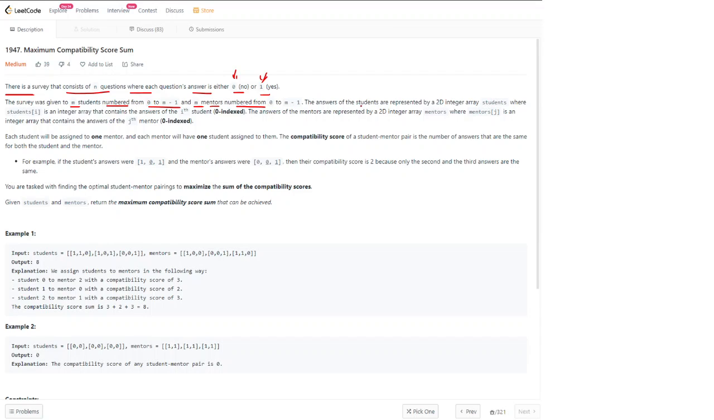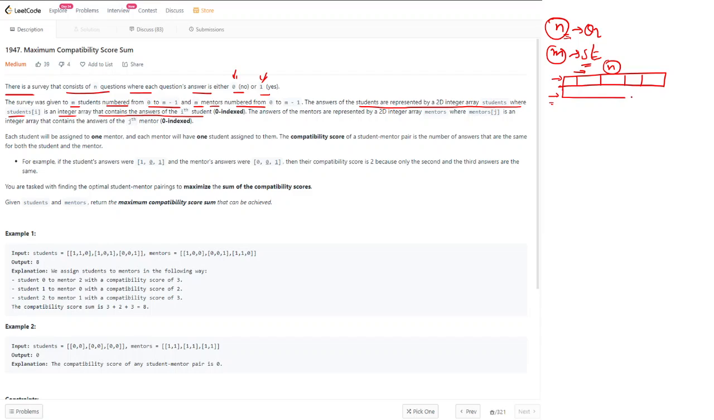to m minus 1. The answers of the students are represented by a 2D integer array students, where students[i] is the integer array that contains the answers of the ith student. So what we are basically saying is that we have n questions, and we have students. Each student was given these n questions and has answered them. So suppose for student 1, he has answered the n questions, and those answers are stored in an array of length n. And similarly this is for student 1, so there can be multiple students.